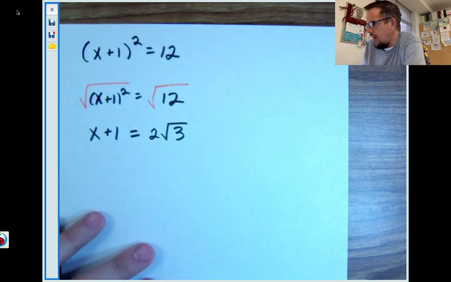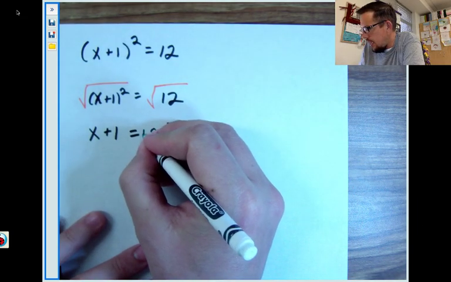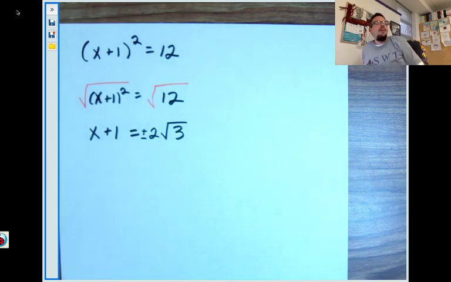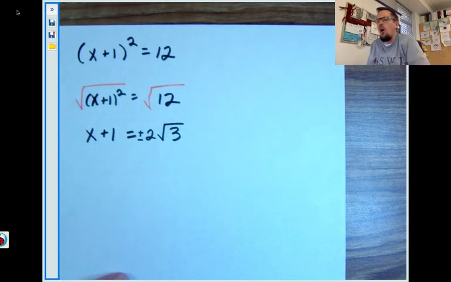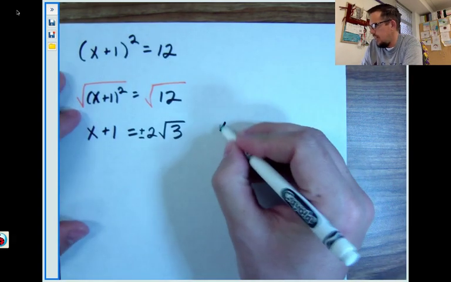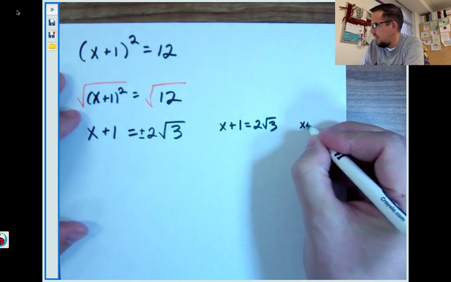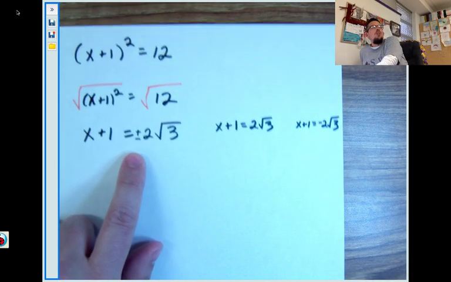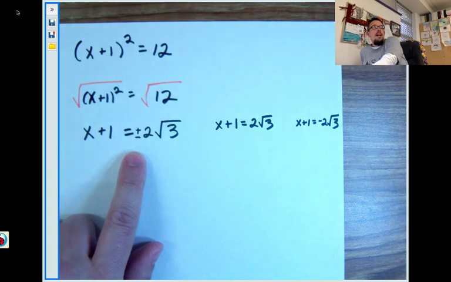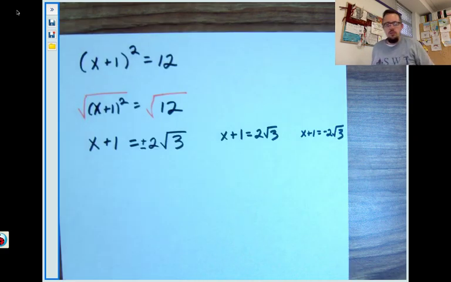So one of the ways that you can write this, that this is both positive and negative, is to put a plus minus right there to show it's the exact same thing, only one time the 2 is positive and one time the 2 is negative. There's nothing wrong with also just writing it twice. You could do x plus 1 equals 2 root 3, and then you could do x plus 1 equals negative 2 root 3. But I'm going to encourage you to do it this way because the quadratic formula, which is another thing we're going to learn tonight, looks like this. It's got a plus minus just like that. So we're going to try to get used to this as we're going through these problems.